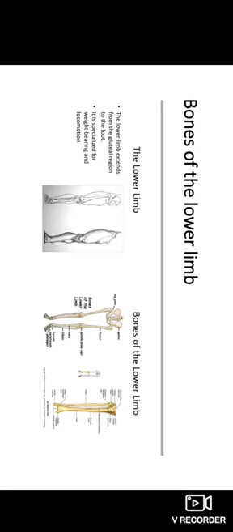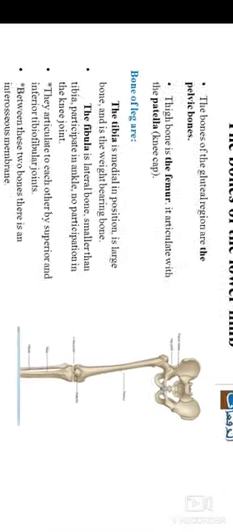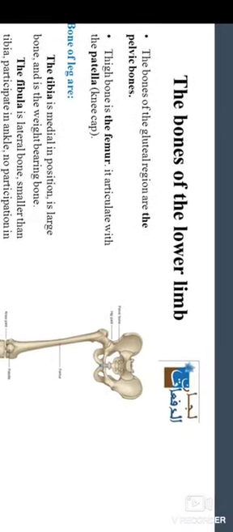Today we are going to discuss the bones of the lower limb. The bones of the lower limb are the hip bone, femur, tibia, fibula, tarsals, metatarsals, and phalanges. We are going to see the hip bone. Hip bone is otherwise called the innominate bone because it doesn't have any particular name.